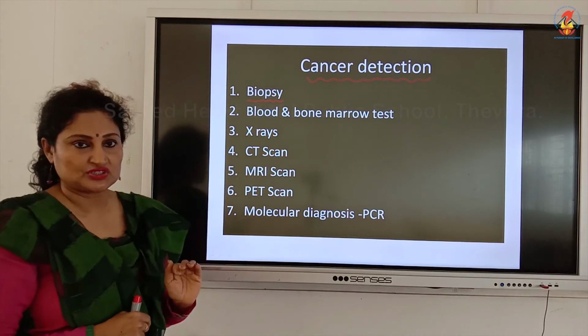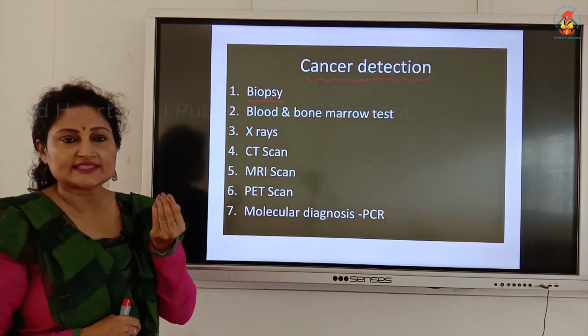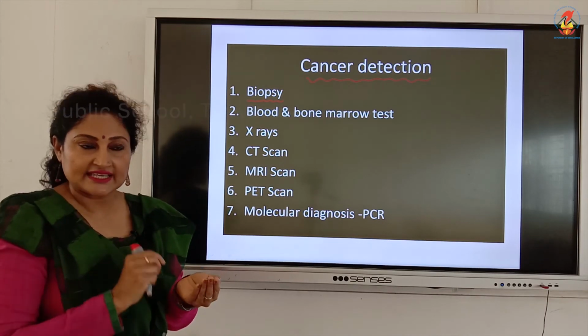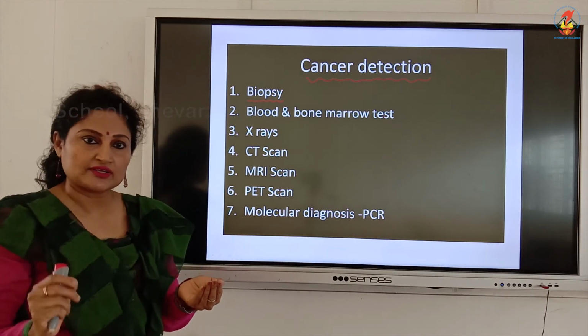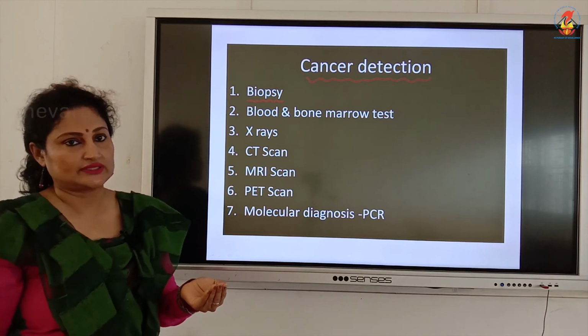So, that is biopsy. Once again, what is done in biopsy? A very thin section of the suspected tissue is taken out, stained and observed under the microscope by a pathologist to study its histopathology.